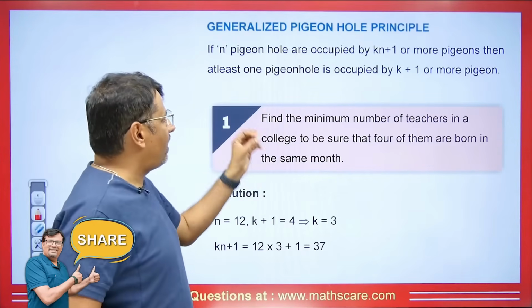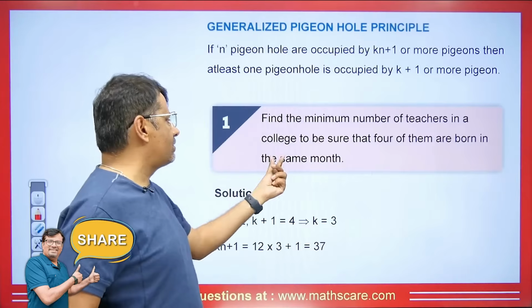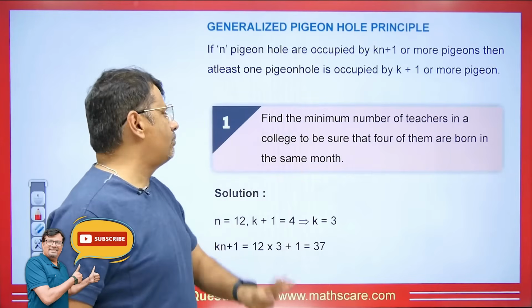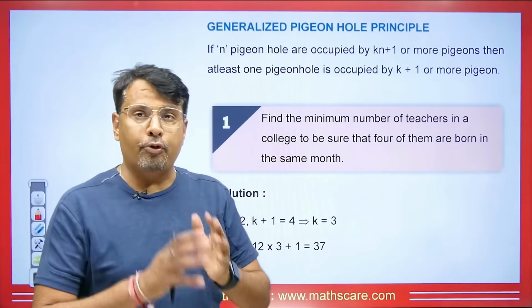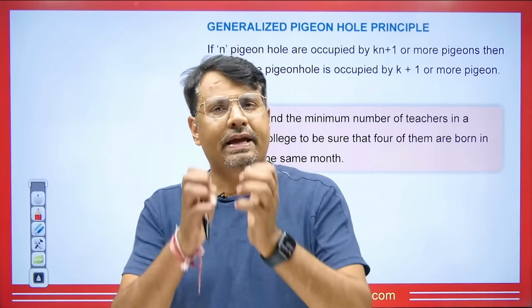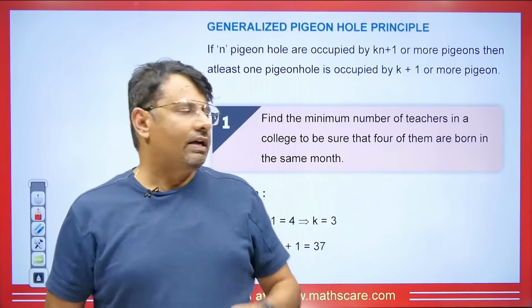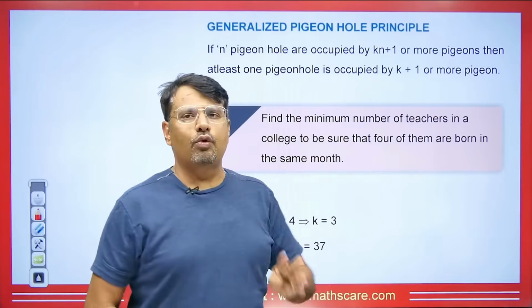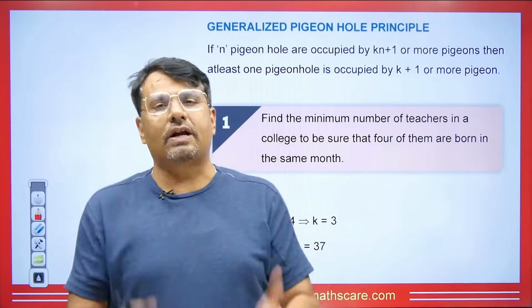Like this question says, find the minimum number of teachers in a college so that 4 of them are born in the same month. It means that you have to calculate what will be the minimum number of teachers in that college whose birthday is in the same month. It means their date of birth is in the same month.